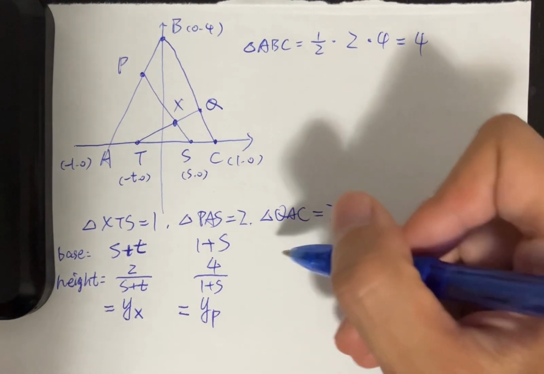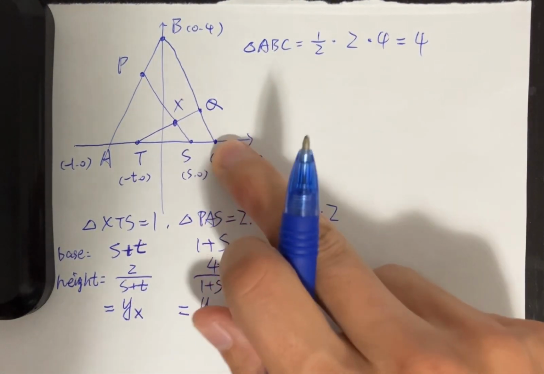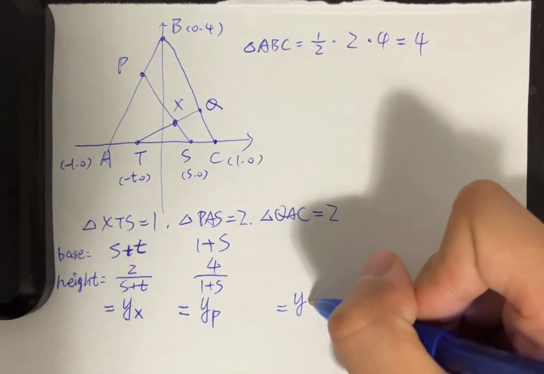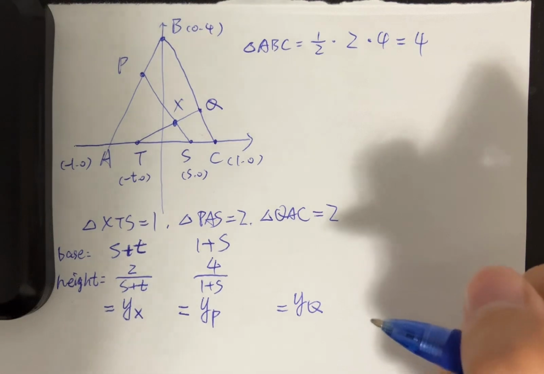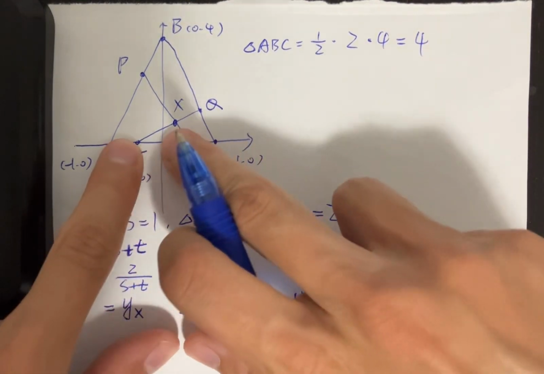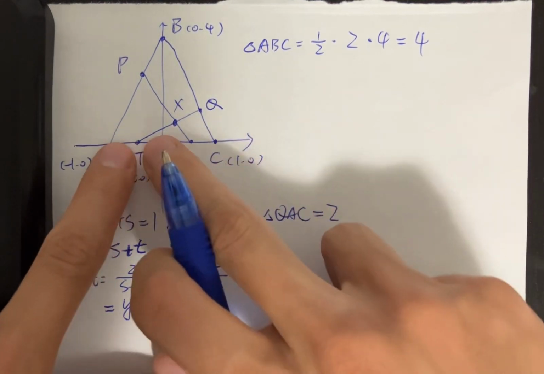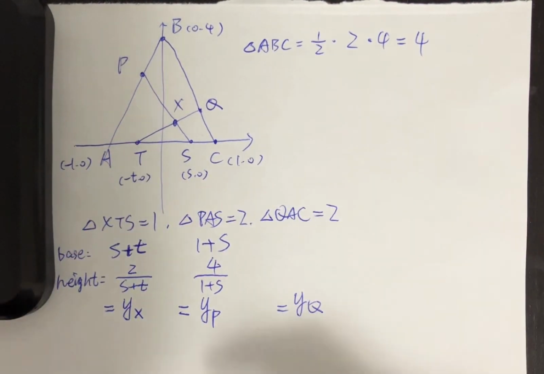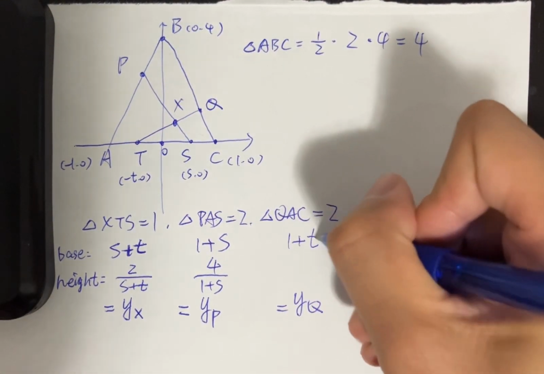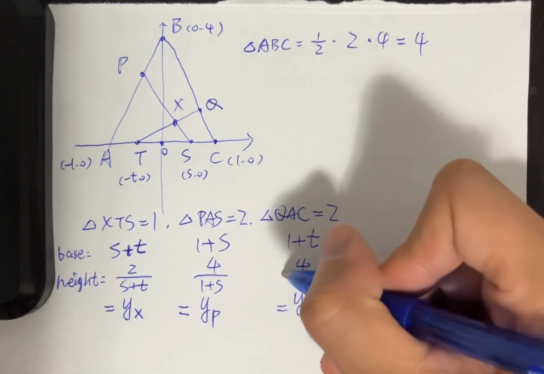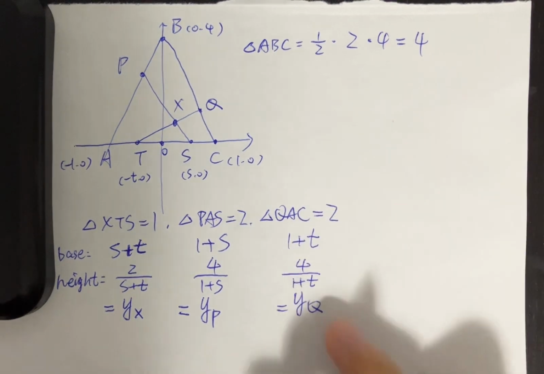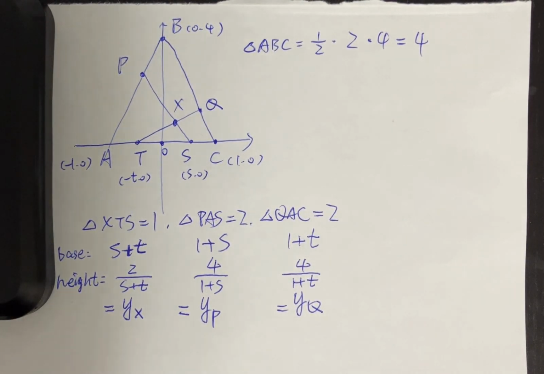We found it. Now the third one, QAC here. Of course, we are looking for y_Q. Let's just put it down here. What's the base again? For QAC, it's TC. This part is T, a positive value, and this is 1. So it is TO plus OC, which is 1 plus T. It follows that the height is 4 divided by 1 plus T, and this is y_Q. Okay, here we go. Now what?